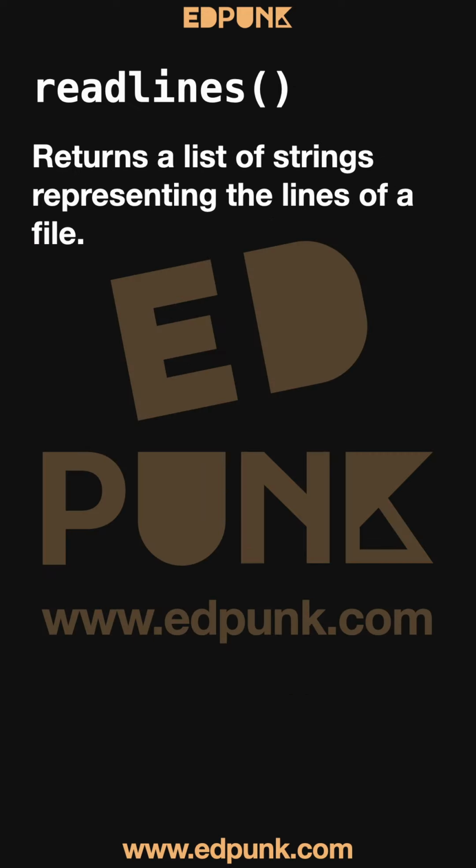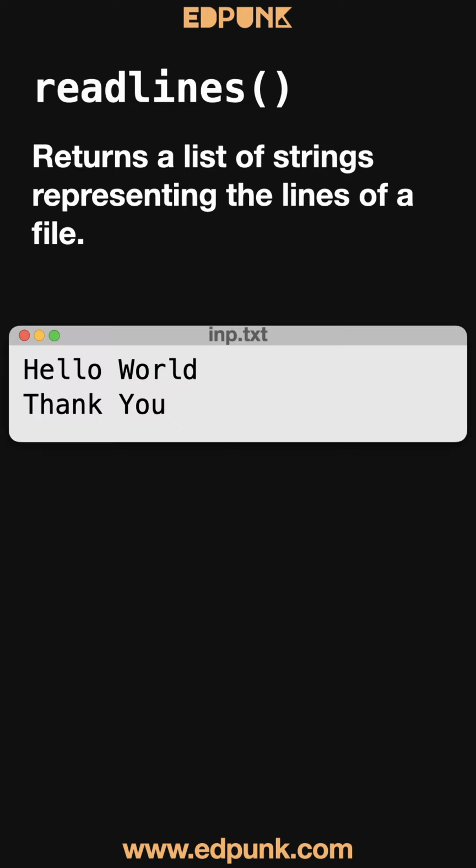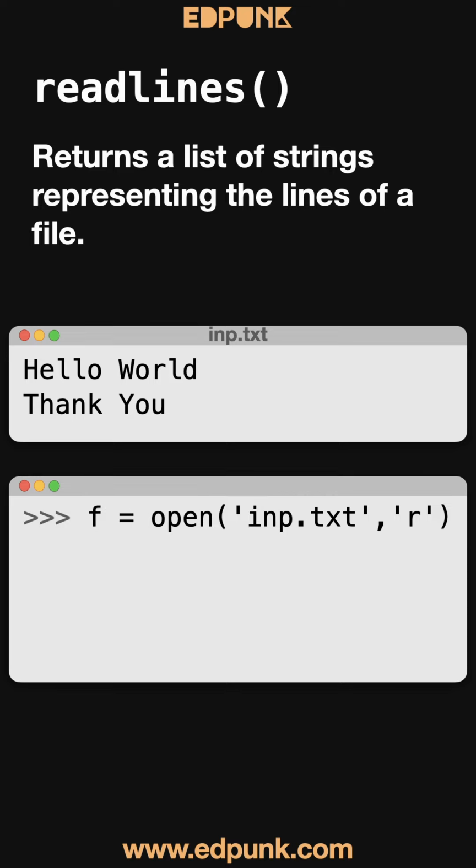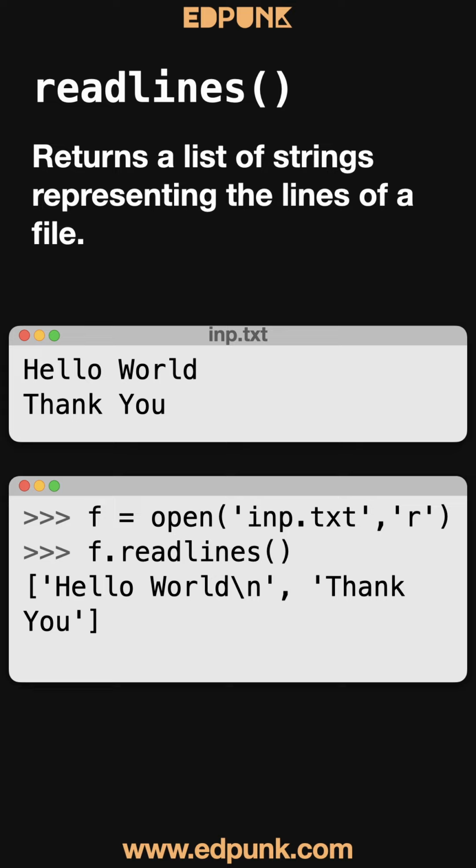Moving on to the next method, the readlines method returns a list of strings representing each line of the file, including the newline character. Let us take the same file input.txt. Let us open the file in read mode and assign the file object to f. Executing f.readlines() returns a list containing items hello world and thank you, where hello world is the first line of the file and thank you is the second line of the file. Now, execute f.close() to close the file object.